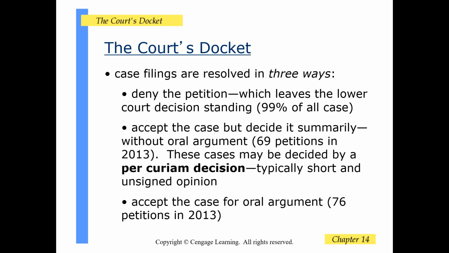Case filings are resolved in three ways. The court can deny the petition, which leaves the lower court decision standing, and that's 99% of all cases. The court can accept the case, but decide it summarily without oral argument. These cases may be decided by a per curiam decision, typically short and unsigned opinions. Third, the court can accept the case for oral argument.